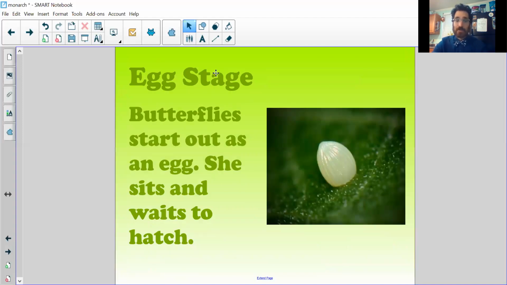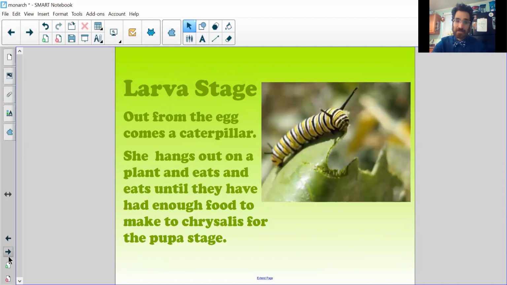All right, so start off with the egg stage. Butterflies start out as an egg. She sits and waits to hatch. Next is the larva stage. So out of the egg comes a caterpillar.